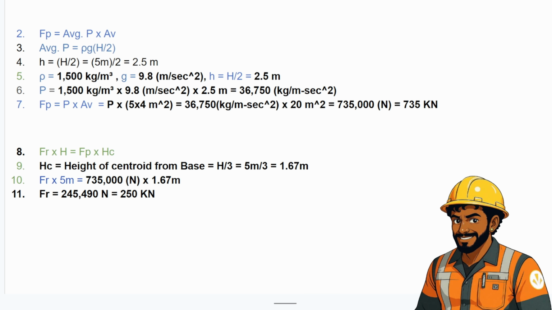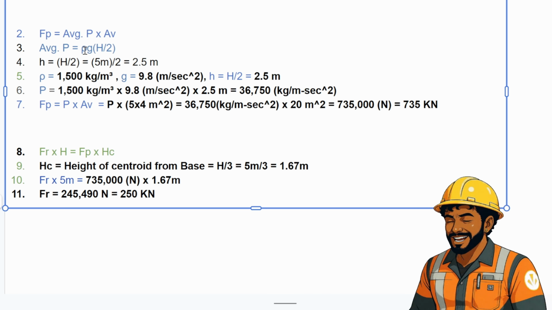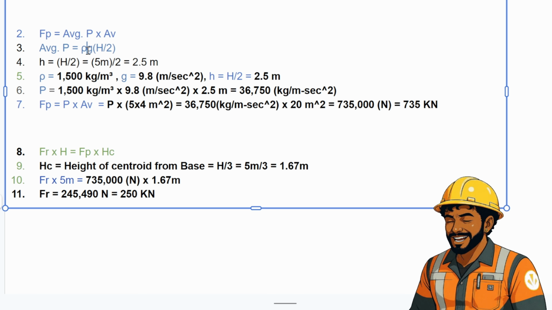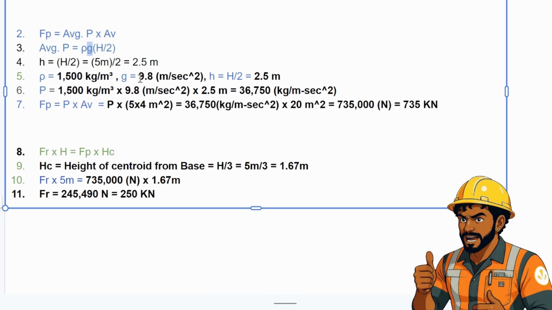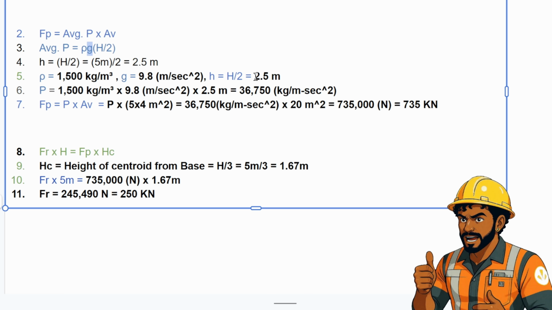You can substitute that in this equation over here. So h is equal to 5 by 2, that is 2.5 meters. Now that you know height, the next thing to calculate the pressure, we need to know the density rho. Rho is nothing but, from the problem, 1500 kilograms per meter cube, and g, the gravitation in SI units, is nothing but 9.8 meters per second square, and h, the average height, is nothing but 2.5 meters.